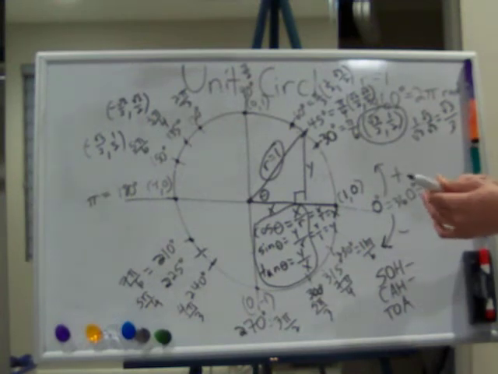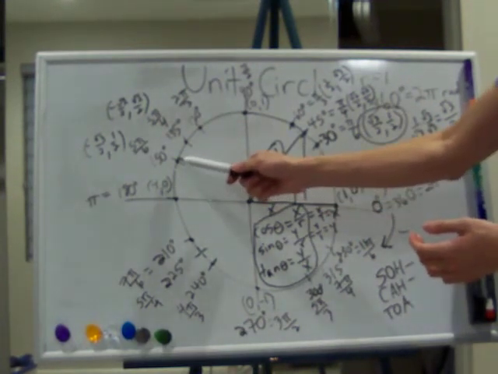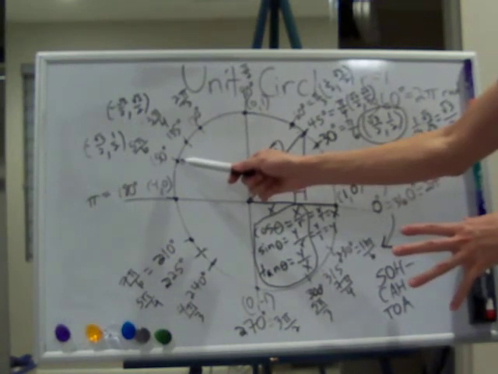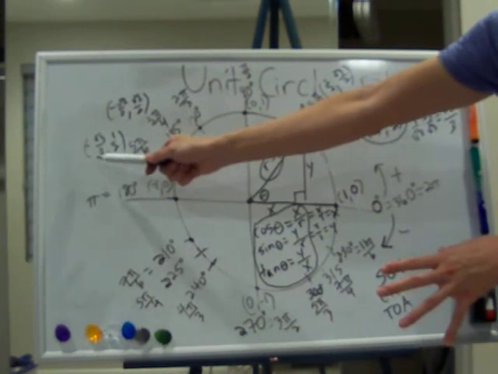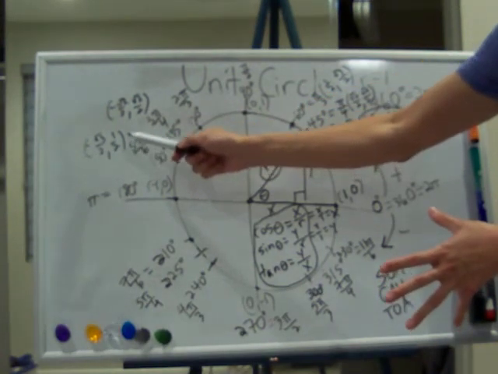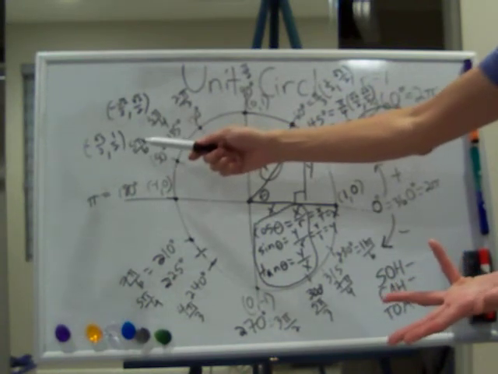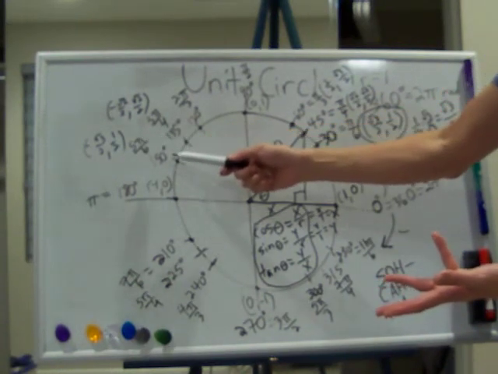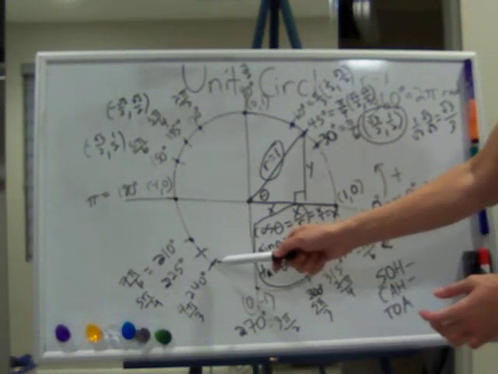Okay, so let's do maybe a harder one. So let's try tangent of 5 pi over 6. So tangent of 5 pi over 6 is going to be the y divided by the x. So hopefully you figured out that's going to be negative 1 over rad 3, which is basically the same as negative rad 3 over 3, if you rationalize that. Okay?